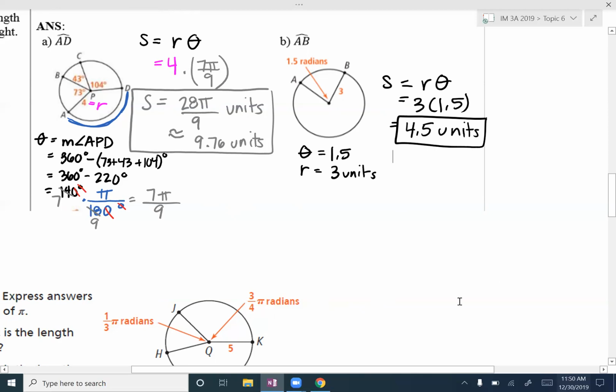So remember, the key here is that you have to make sure you're looking at the diagram appropriately and knowing how they name the arcs, but also checking to make sure that the angles they're giving you are in radian measure as opposed to degree measure.